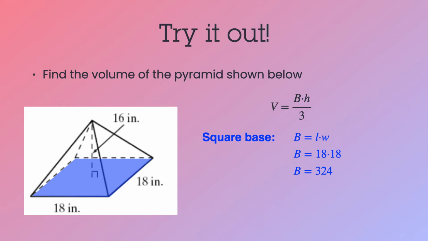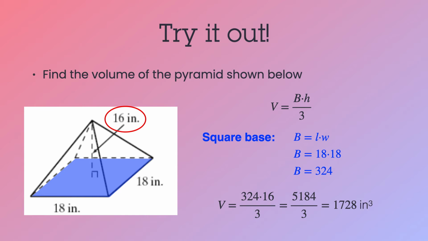Now the next thing we need is the H, we need the height. So we'll use 16. Remember, the height of a pyramid goes straight down into the middle. It stays inside, which is nice for us because for volume, we're filling the inside of the shape. So having that height inside is perfect. So 324 as the area of the base times 16 for the height over 3. 5,184. We'll go ahead and divide that by 3 to get 1,728. Get our inches cubed on there to make sure our unit is appropriate, and that is our final answer.